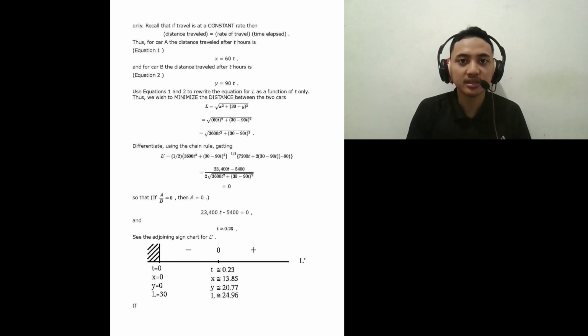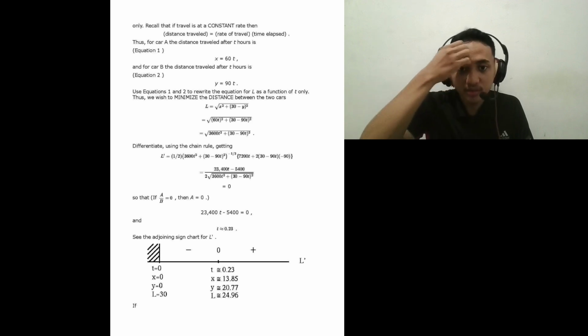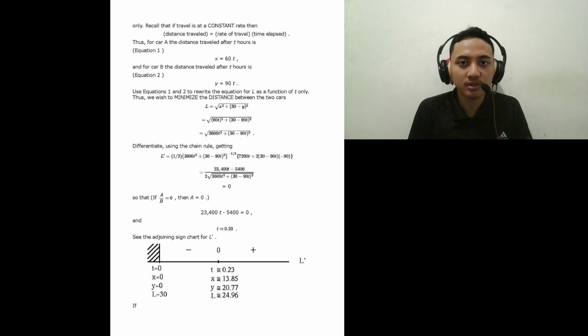And then the final step is instruction. We calculate the distance function and expand it. We find L(t) equals the square root of 3600t squared plus (30 minus 90t) squared. Differentiate L into dL/dt, which equals (7200t minus 5400) divided by the square root of 3600t squared plus (30 minus 90t) squared.